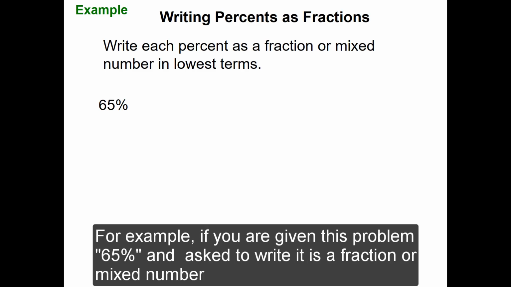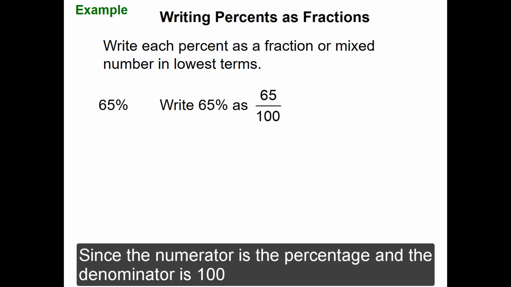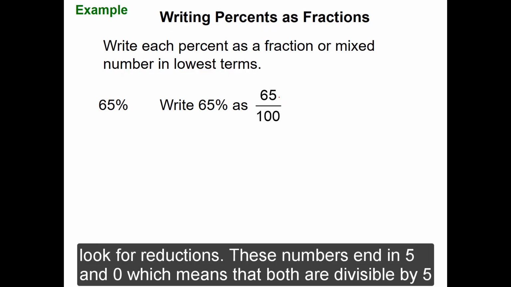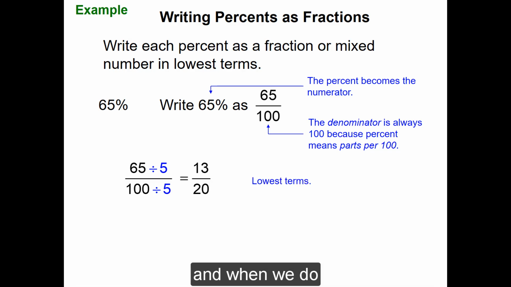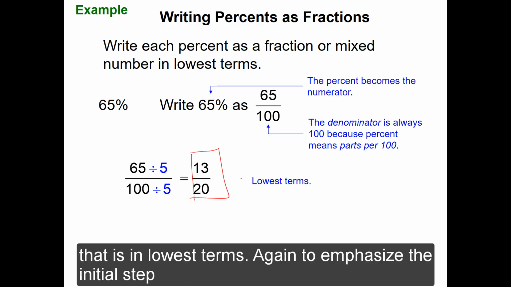So for example, if you are given this problem 65% and you're asked to write it as a fraction or mixed number in lowest form, make sure that you do the fraction. Since the numerator is the percentage, and the denominator is 100, we initially write it as 65 over 100, and like every fraction, we look for reductions. These numbers end in 5 and 0, which means they're both divisible by 5. When we do the division, we end up with 13 over 20. That is in lowest terms.